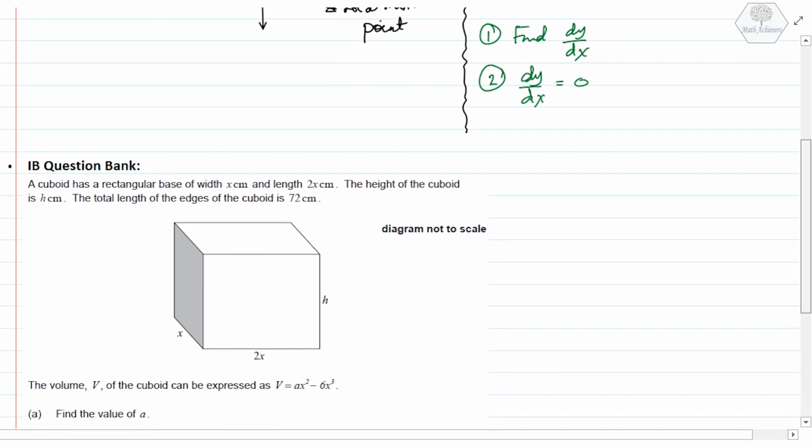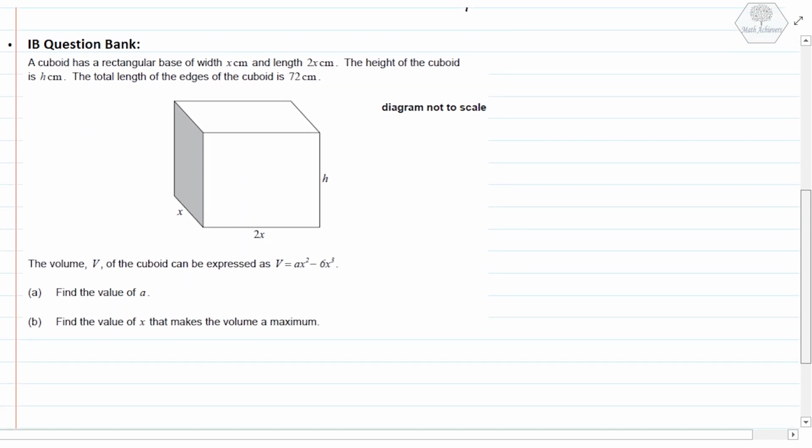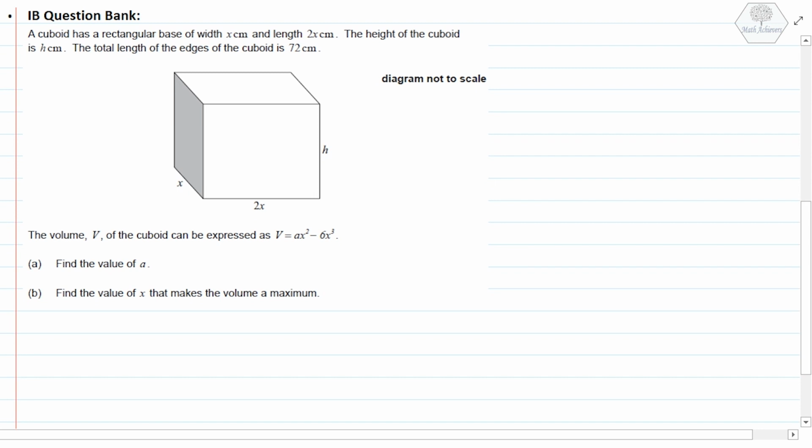Let's have an example from the IB question bank now. I have a cuboid that has a rectangular base with width x and length 2x, and I have the height to be h centimeters. The total length of the edges of the cuboid is 72 centimeters. Then the volume of the cuboid is expressed as V equals ax squared minus 6x cubed. For part A of the question, we need to find the value of a.